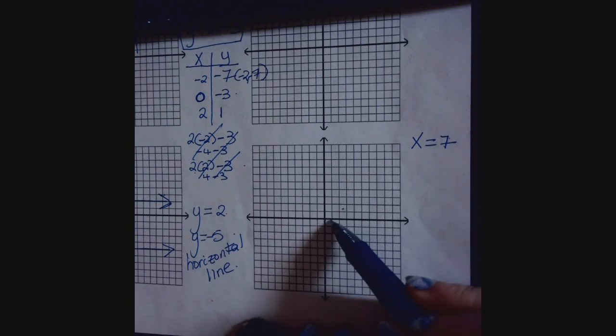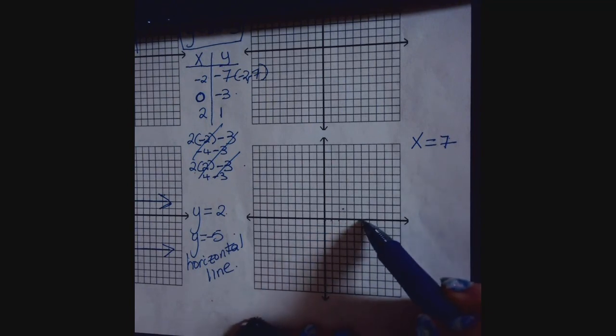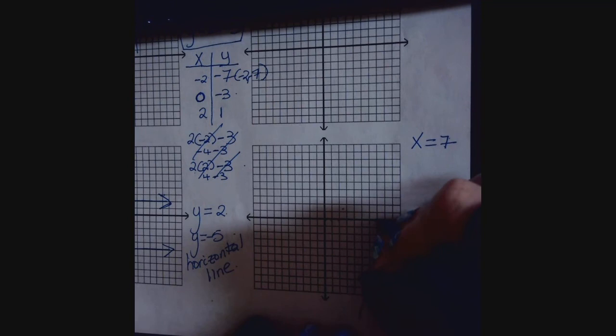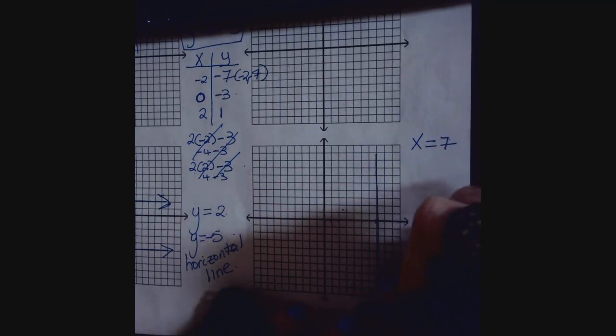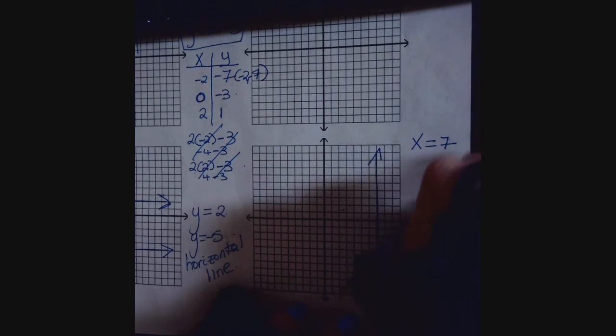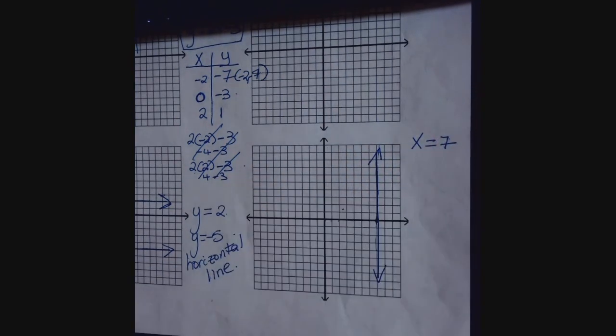So I count here, 1, 2, 3, 4, 5, 6, 7. Okay, this is 7. So my line is going this way. So put the arrowheads up. It's a vertical line going up and down in that direction.